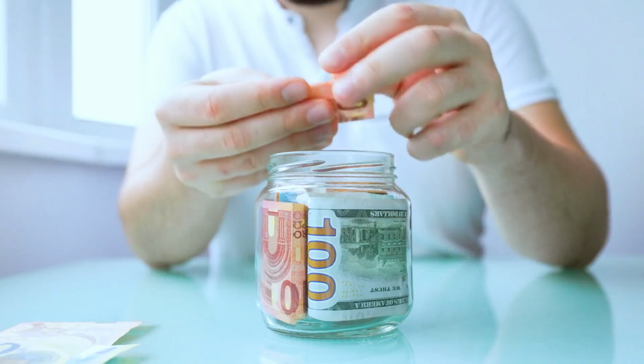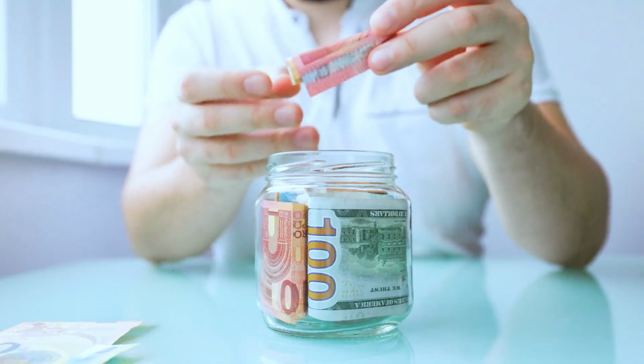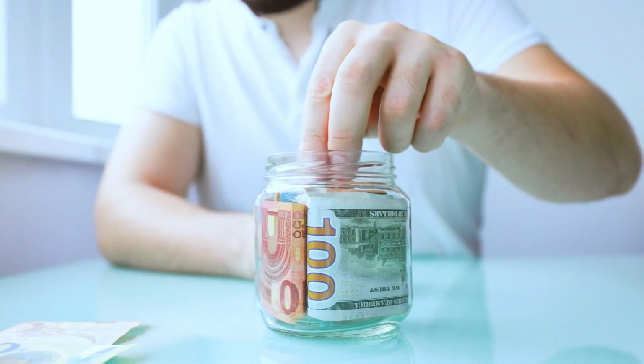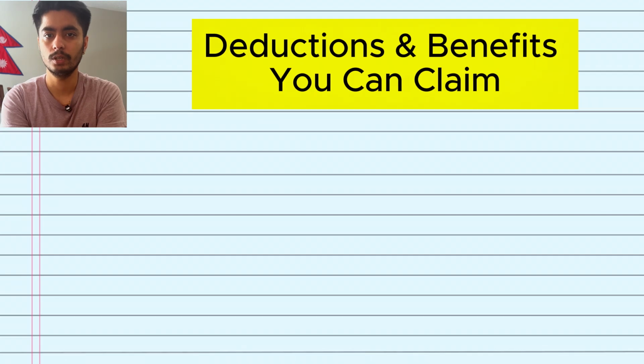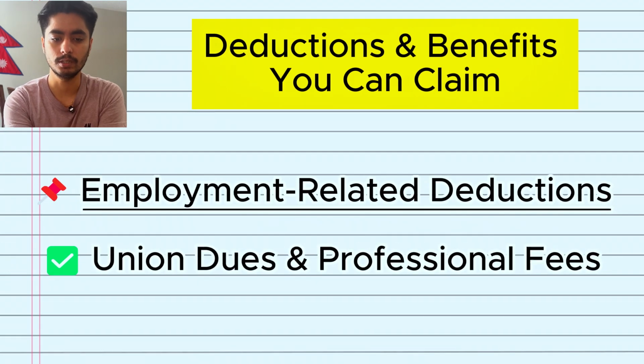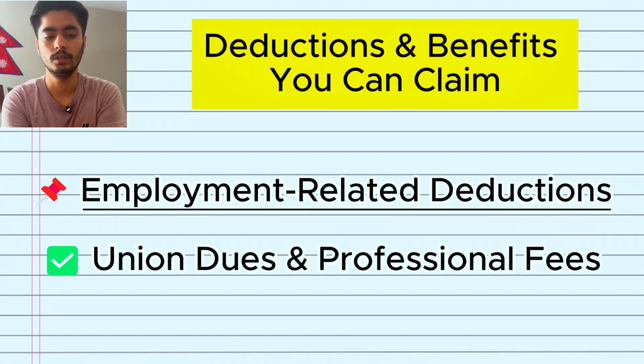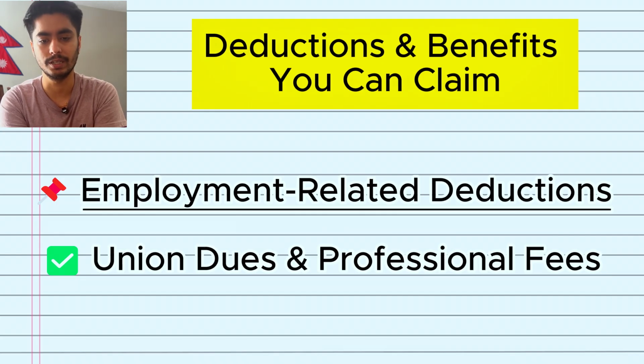If you are eligible, you can make deductions from your income and claim benefits that will help you save money. So the deductions that you can make from your income are employment related deductions, like if you are paying union dues or professional membership fees, for example accounting, engineering or law, you can deduct them. This deduction usually comes under your T4 slip, or you might have separate receipts for it.